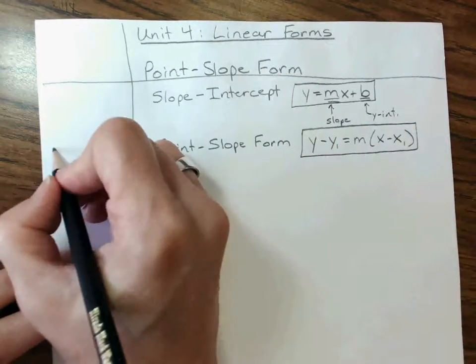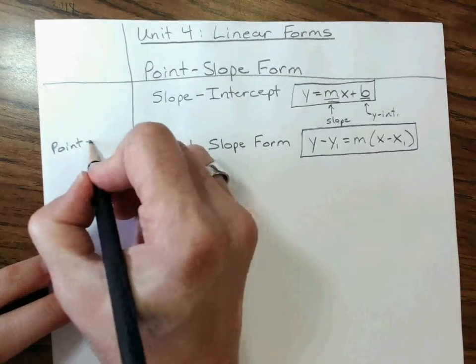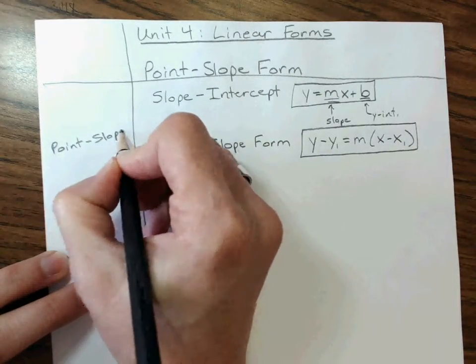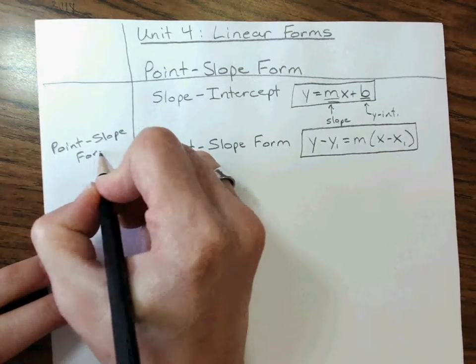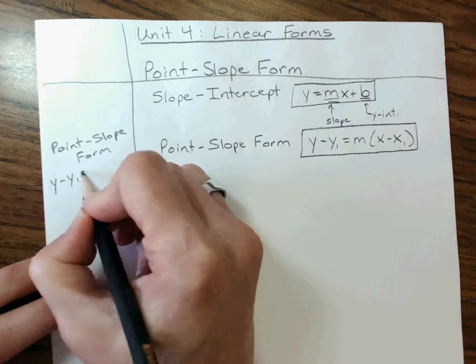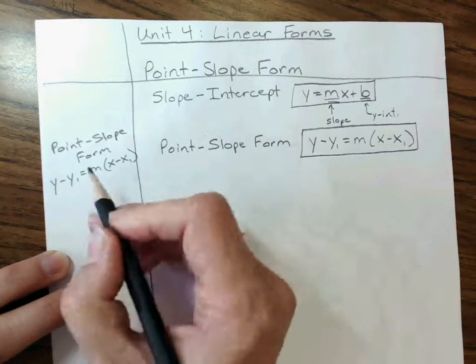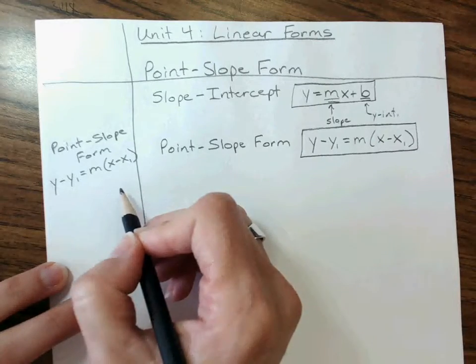So let's go ahead and write this out to the side in your Cornell notes in your left column. So again, this is called point-slope form. So when you're reviewing, you can find the important things over here. So I have y minus y1 is equal to m times (x minus x1). Okay, so that's my point-slope form.